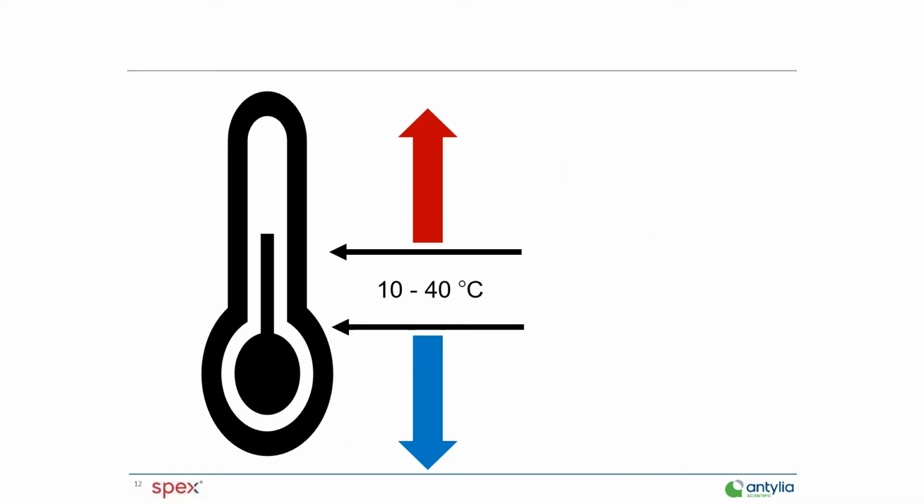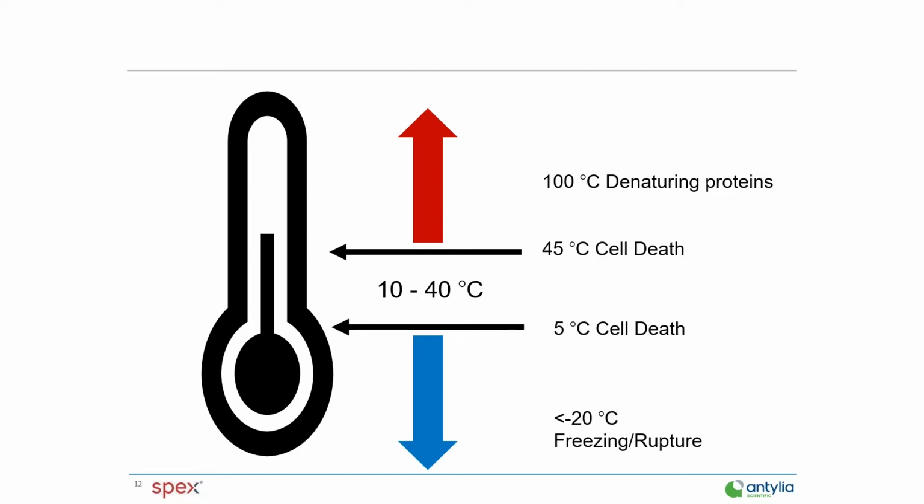In regards to temperature, there really is a sweet spot for molecular biology. It tends to be in that 10 to 40 degrees C range. If you start to go higher, you start to incur some cell death, and eventually you'll denature the proteins. If you go lower, again, you start to initiate cell death, and if you get cold enough, you'll start to rupture or freeze the cells. Often this depends on time: how quickly it reaches that high temperature, how quickly it reaches that low temperature, or how long it will be kept at that particular temperature.